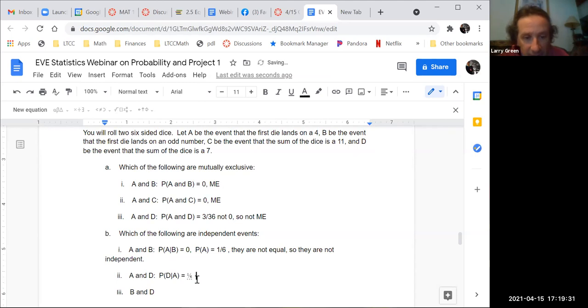So that's 1/6. The probability of D, well, now we're looking at all the different sums of 7. You can get a 1, 6, 2, 5, 3, 4, 4, 3, 5, 2, or 6, 1. So there's 6 different ways of rolling a 7. And there are 36 different 2 die rolls. Is 1/6 and 6/36 the same? Yes. So they're equal.